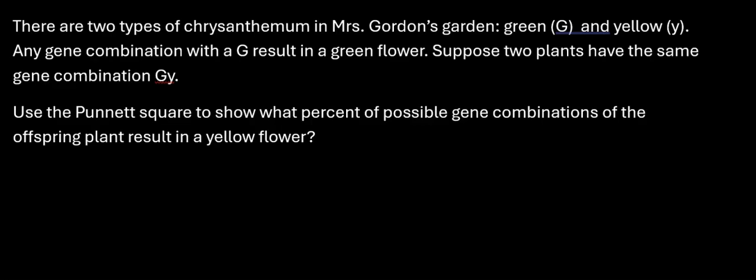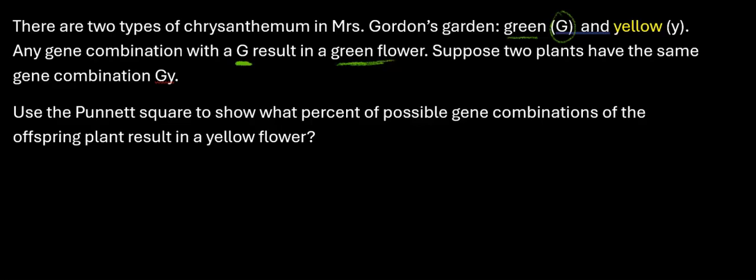We have two types of chrysanthemum. Chrysanthemum is a type of flower that is loved by Japanese and Chinese people. It's a symbol of longevity, peace, and wisdom. And there are two different kinds of colors. One is green, and one is yellow. Any gene combination with G, we say it's green, will result in green flowers.